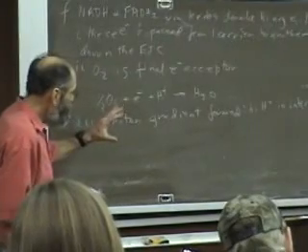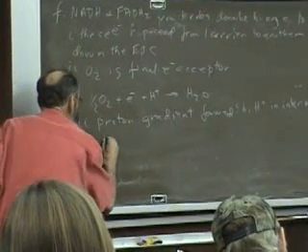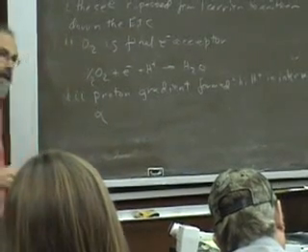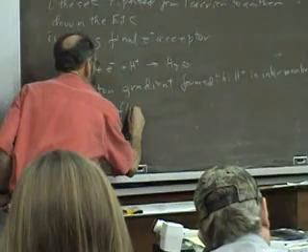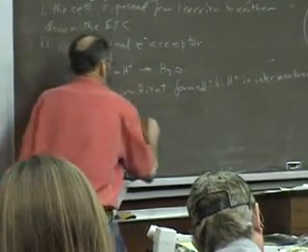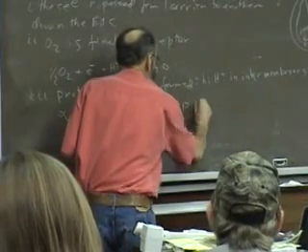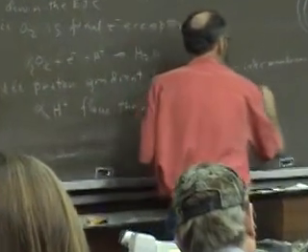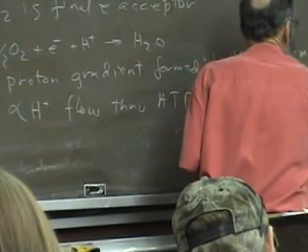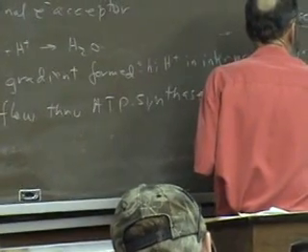So the proton gradient is formed with a high H+ in the intermembrane space, and the protons can flow through ATP synthase back into the matrix of the mitochondria, the center of the mitochondria.